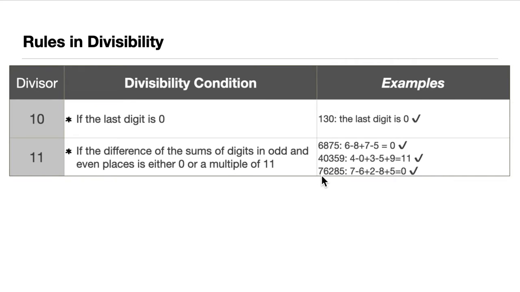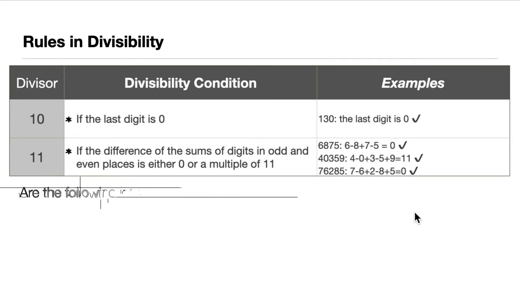And lastly, 76,285. Is it a multiple of 11? We can see, but let's try to do the calculation. 7 minus 6 is 1. 1 plus 2 is 3. 3 minus 8 is negative 5. Negative 5 plus 5 is 0, so that's why it's 0 here. And yes, therefore it is a multiple of 11.